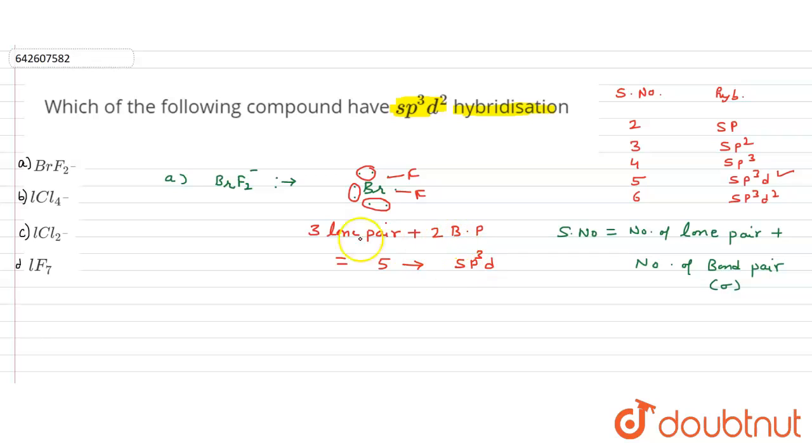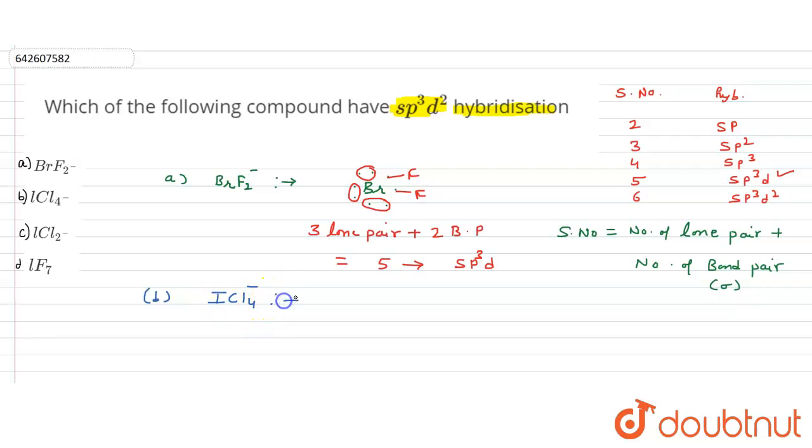So you can easily find out the rest of these. Let's try another species, that is ICl4 negative. So if I talk about ICl4 negative, actually these are interhalogen compounds, because both the atoms are halogens.